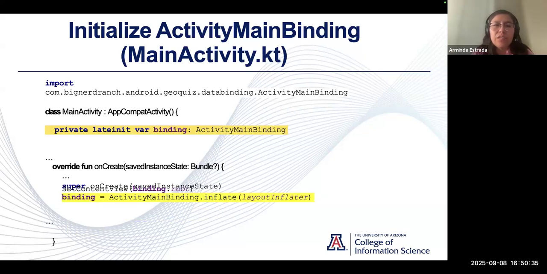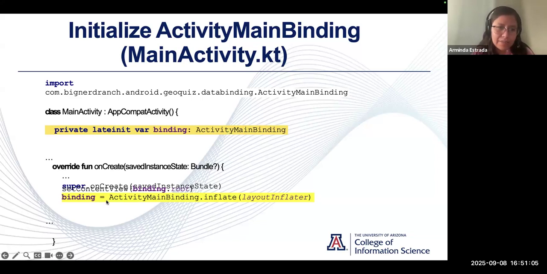Now, to initialize the activity main binding, in our main activity we have to start the private lateinit var binding. Here we're calling the activity main binding so that we can bind the items that we have in that main activity XML file.